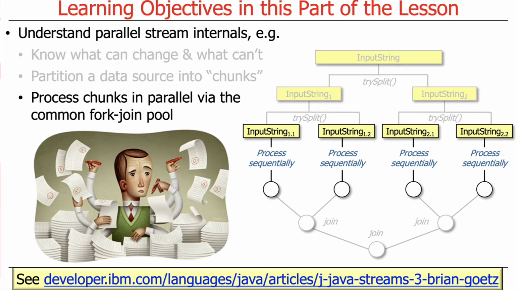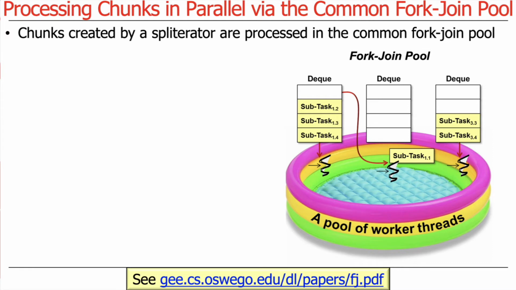And what we're going to do here is talk about how parallel streams will process these chunks that are created by the parallel spliterators, in parallel, using the common ForkJoin Pool, which is this super cool framework that you can learn more about at the link at the bottom of the slide or by watching the rest of the video. So here, chunks, as I mentioned, are processed in the common ForkJoin Pool. This is a link you can read about the ForkJoin Pool in Java, and we'll talk about the common ForkJoin Pool in a second.